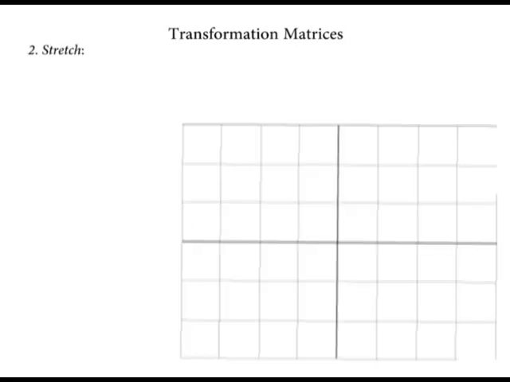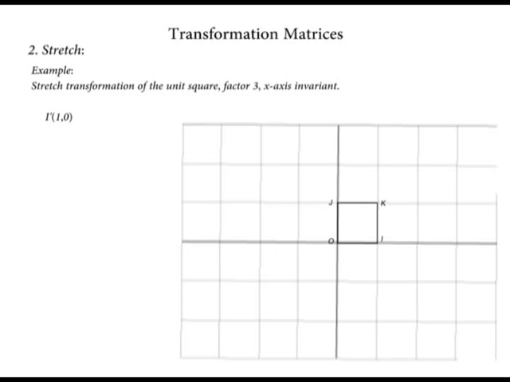In the same way, we can easily obtain a stretch matrix for x and y axis being invariant. Consider a stretch factor of 3 with x-axis invariant. What will be the stretch matrix? We go to the unit square and consider points I and J under the same stretch. In stretches, points move perpendicular to the invariant line and distances are taken from the same invariant line. Because x-axis is invariant, point I is invariant, and so it remains I prime (1, 0).